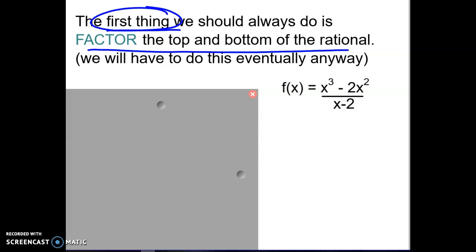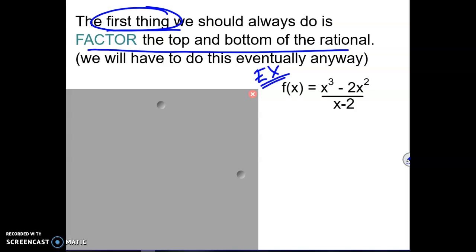So we're going to talk about holes today with rational functions. The first thing we should always do is factor the top and bottom of the rational function, because we'll have to do this anyways when we're doing our asymptotes and intercepts. So let's start by looking at this example.